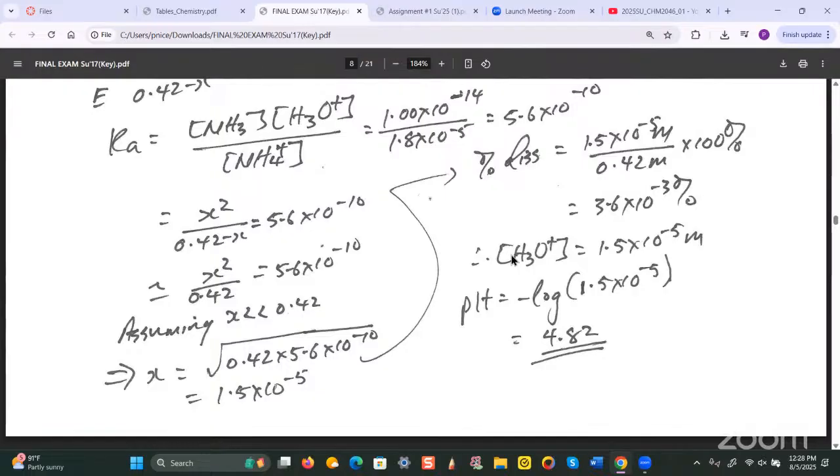So therefore, we can go ahead and say that the concentration of the hydronium in this solution is 1.5 times 10 to the minus 5. And therefore, we can find a pH directly from that. And that's how we get a pH. pH is equal to 4.82. All right? So that's basically how that is done. So I hope that answers your question.